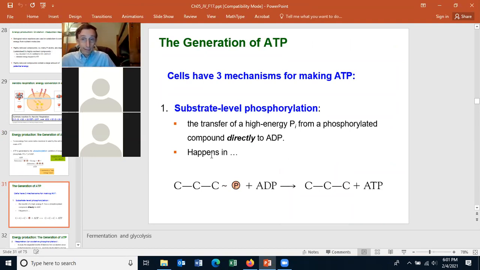The first mechanism by which a cell can make ATP is substrate level phosphorylation. You transfer a high energy phosphate from a phosphorylated compound directly to ADP. This does happen in fermentation and glycolysis. So here we have a 3 carbon molecule with a high energy phosphate, and this phosphate comes off and joins ADP. So ADP becomes phosphorylated, and then we have a 3 carbon molecule and ATP. That is substrate level phosphorylation. Any questions about that?